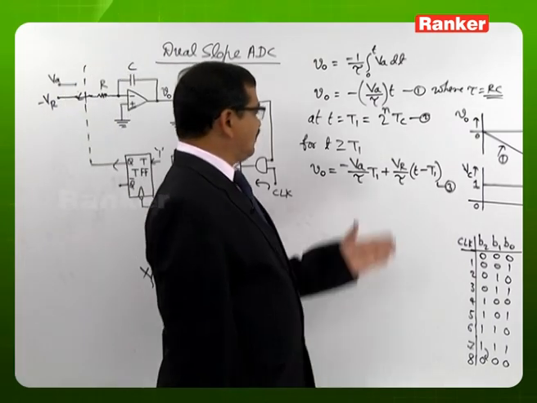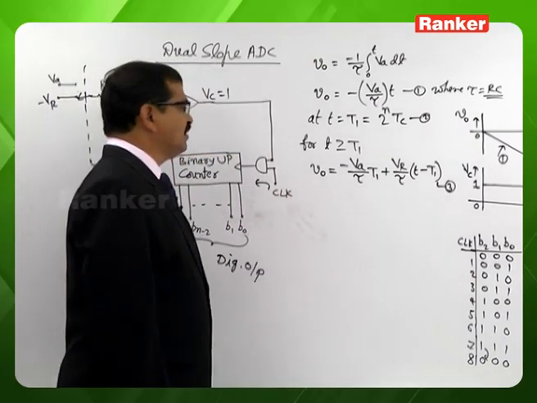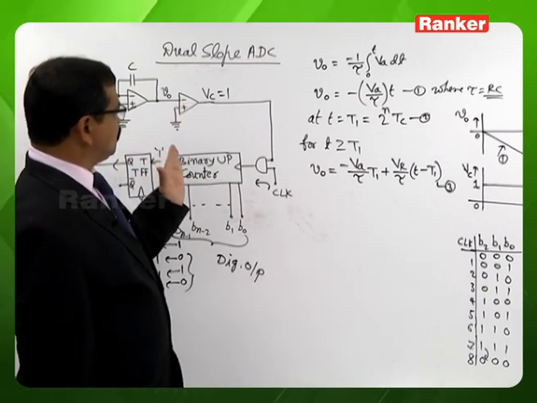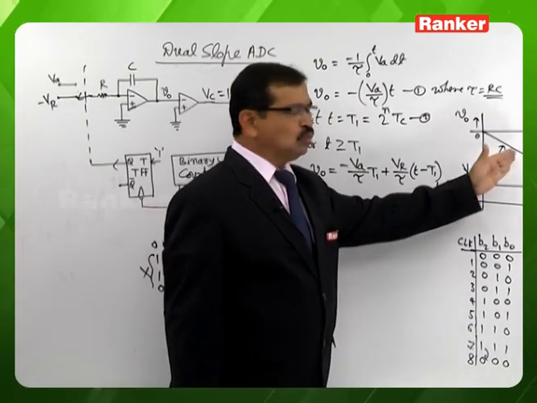So for this portion, the integrator output is switching from this negative slope to a positive slope.